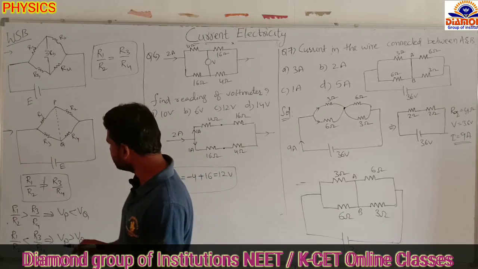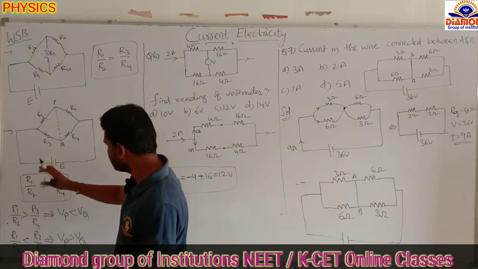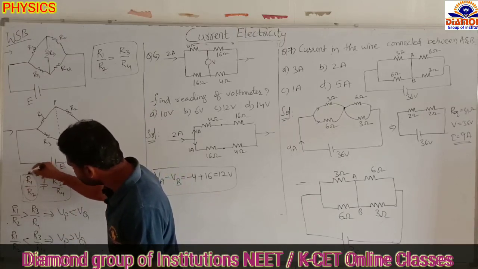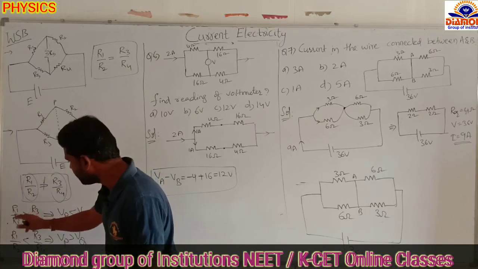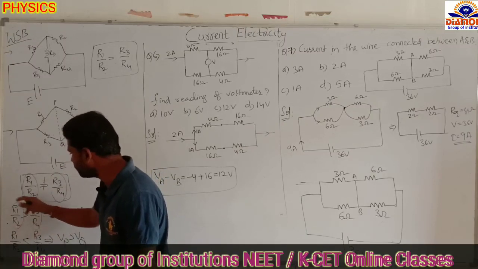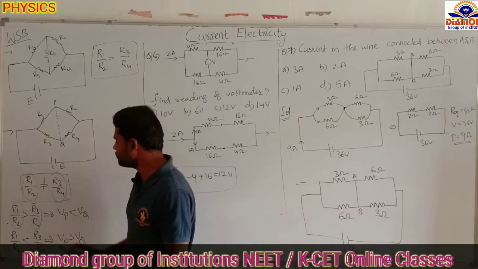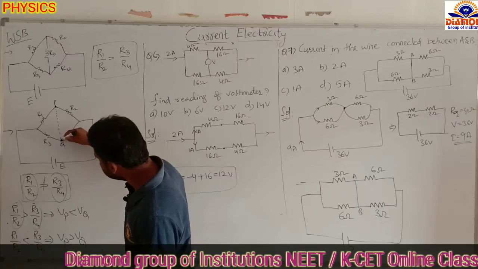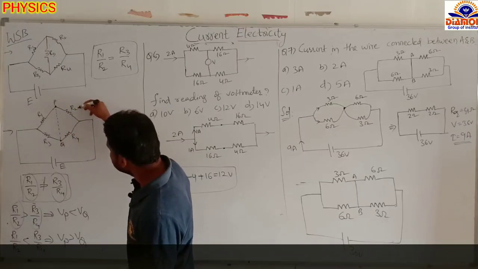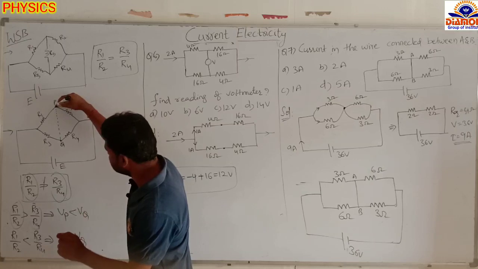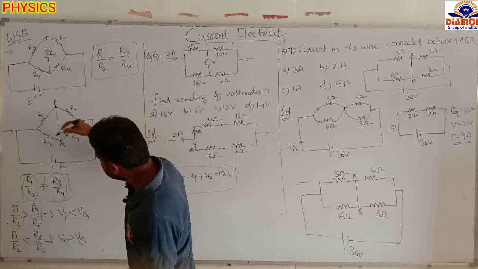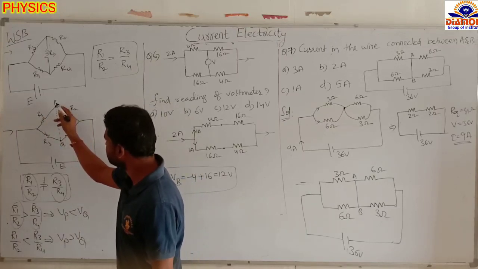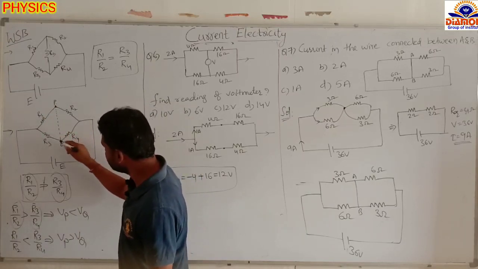For that, we found the ratio, it is not equal, and we also have to find which ratio is more. Suppose R1 by R2 ratio is more than R3 by R4. There is a potential at this point, and a potential at that point. If this ratio is more, the potential at this point is less. If this ratio is less, this potential is more. This ratio is more, the potential is less.